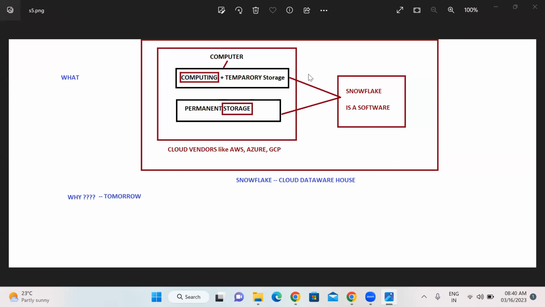In olden days, we could say CPU, memory, RAM, cabinet, monitor, keyboard, everything, internet cable like that. But nowadays, these are cloud days. Nowadays, we can say only CPU, memory, and storage, permanent storage. And within that also, CPU and temporary storage will be separate and permanent storage will be separate.